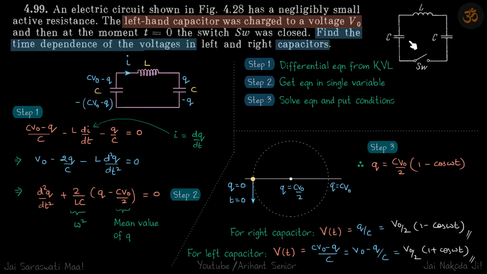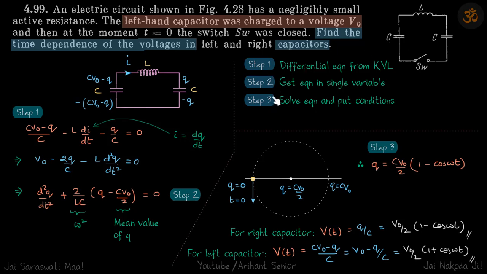So we have this LC circuit again where two capacitors are in series. Initially, the left-hand capacitor was charged to a voltage of V0 and then the switch was closed. We need to find the time dependence of voltage in both capacitors. So only one capacitor is charged in the beginning.